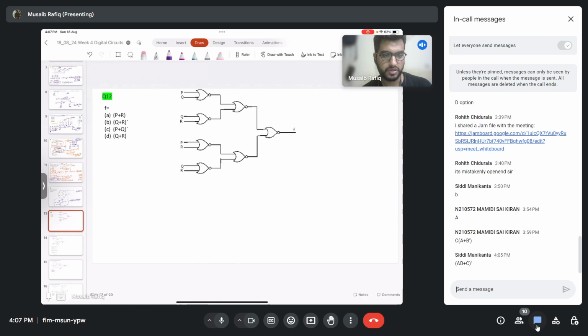Now I have this question for you guys. I'll give you 3 minutes to solve this. A circuit diagram is given, and you are required to find what F will be equal to. There are four options. Type the correct answer in the chat box. It should not take more than 3 minutes.